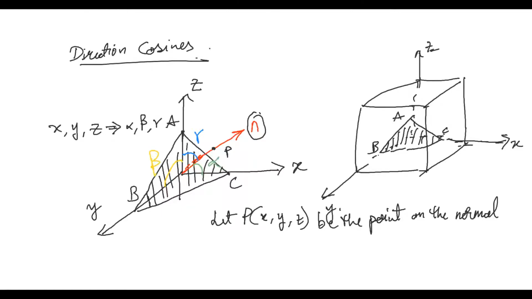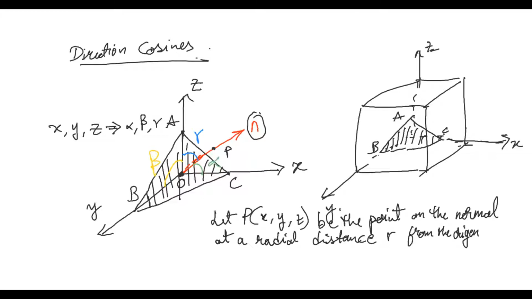Let P be the point on the normal at a radial distance r from the origin. So the origin is at this one exactly. O is there at this junction. It is the origin. So here, the direction cosines.